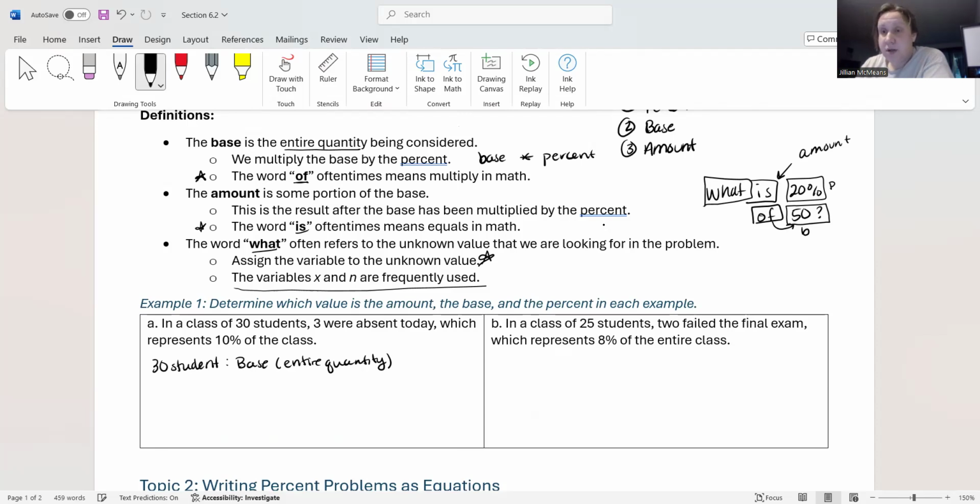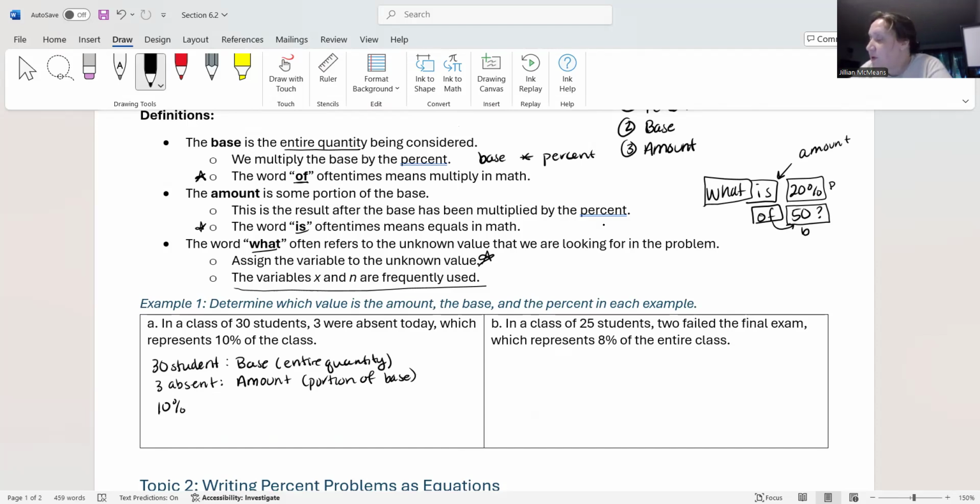Now, of those 30 students, 3 happened to be absent. So the 3 that were absent, well, that's going to represent the amount. It's some portion of the base. And then the 10%, that's the easy part. So 10% just ends up being the percent here. And in this case, this percent represents the portion of the class that was absent. So 10% of the class was absent.